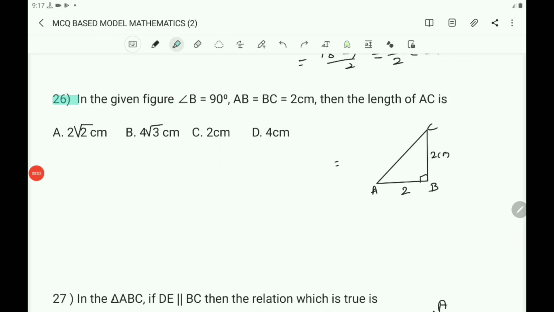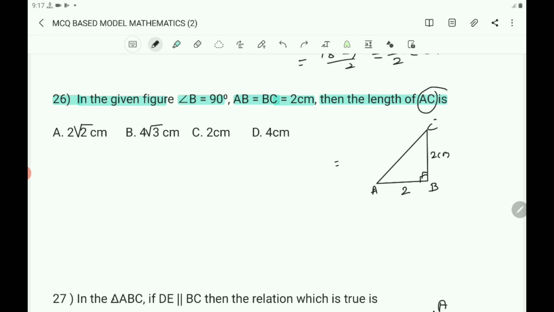In the question number 26, in the given figure, angle B equals 90 degree, AB equals BC equals 2 centimeter. Then the length of AC is. Here what is given? AB equals BC. Both of them are equal to how much? 2 centimeter. And angle B is 90 degree. So it is a right angle triangle. You know that here we have to find AC. And it is the hypotenuse of the right angle triangle as it is the side opposite to the right angle.